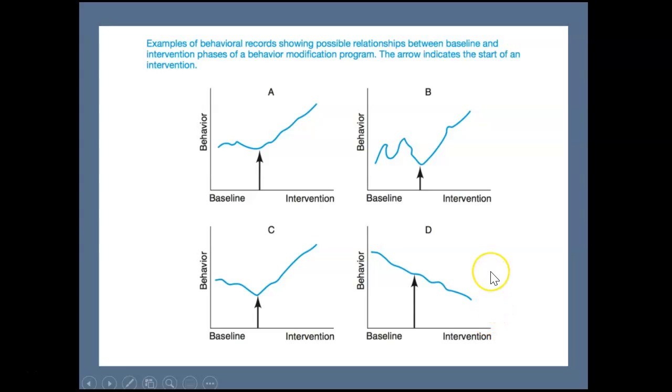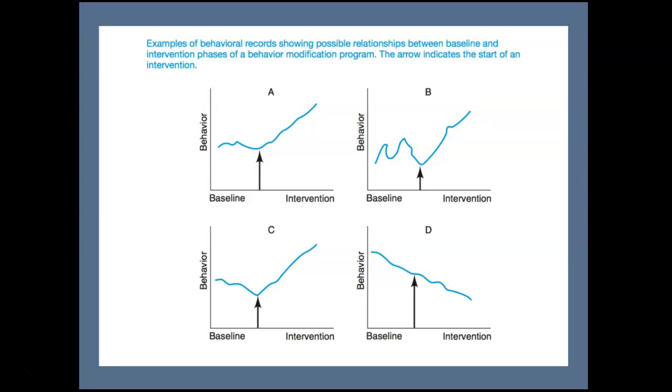Some examples of challenging images, and this comes straight out of your text, so I encourage you to visit the section where your authors are referring to these images. But these are all relationships between intervention and behavior that are going to be in some cases difficult to interpret. So the arrow marks when the intervention was started.